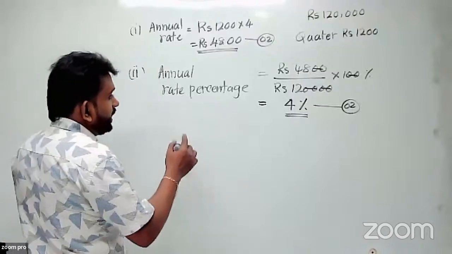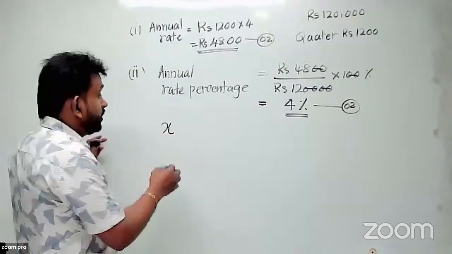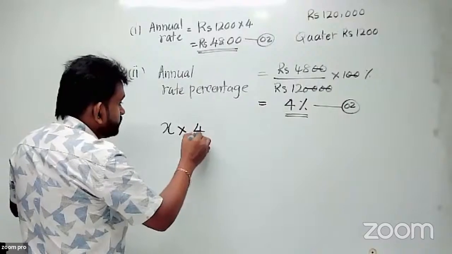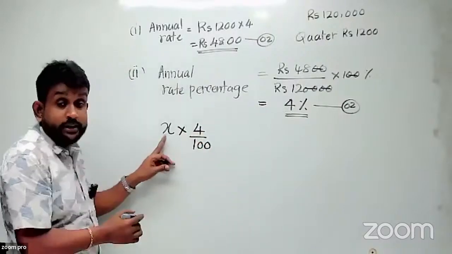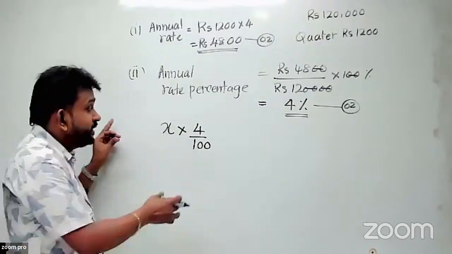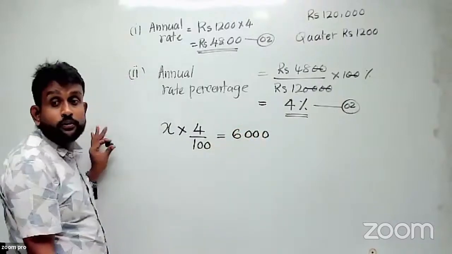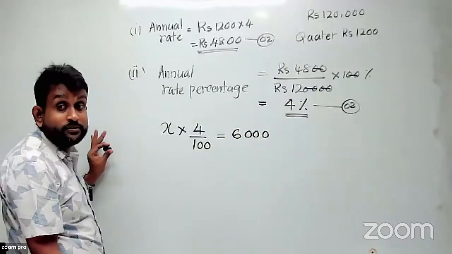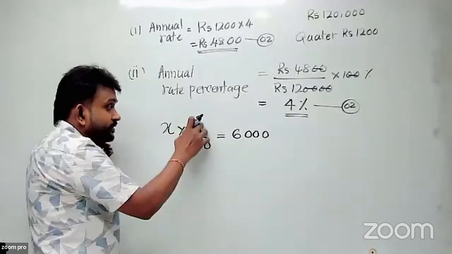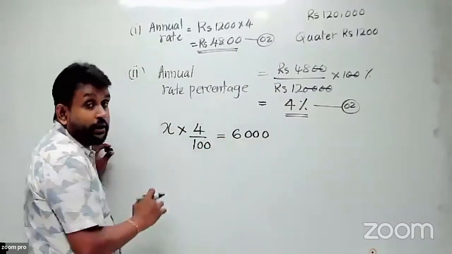So I write annual rate is taken by annual assessed value. I write it as X. Of that 4%, no change of this percentage. 4% means 4 upon 100. This is the new annual assessed value, X. Of that, multiply 4%. That gives you the annual rate 6,000. Okay, I substitute: annual assessed value into 4%, because the percentage does not change, then that value given 6,000 annual rate.